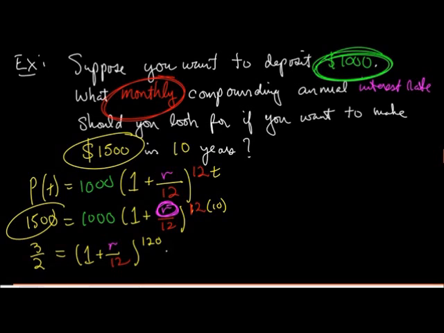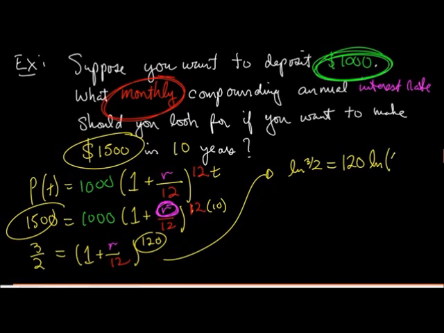And now we have to take ln of both sides because we need to get rid of this exponent. So we'll get ln of 3 over 2 is equal to, watch this, using log rules, 120 comes down, and we'll get ln of 1 plus r divided by 12. And now we divide both sides by 120, so we'll get ln 3 over 2 divided by 120. This is equal to ln 1 plus r divided by 12.